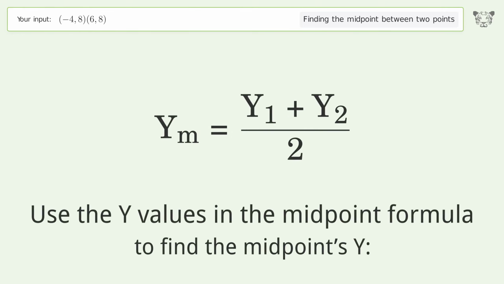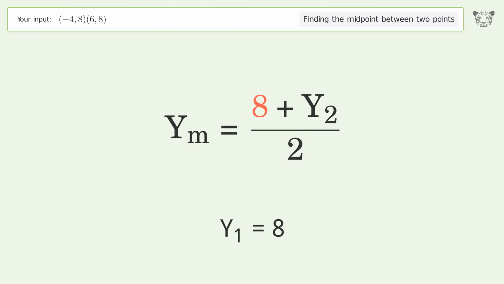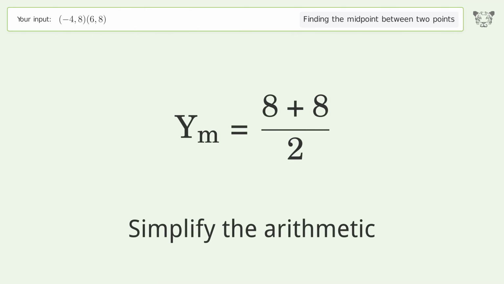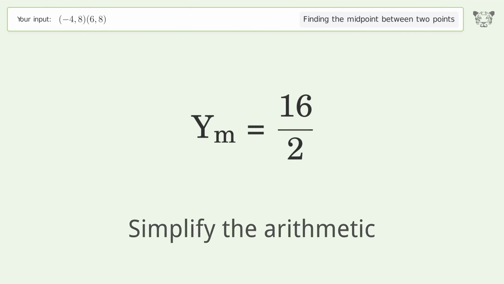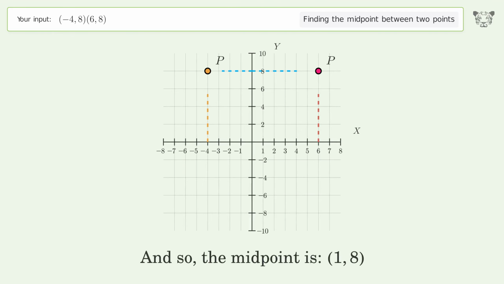Use the y values in the midpoint formula to find the midpoint's y. y1 equals 8. y2 equals 8. Simplify the arithmetic. And so, the midpoint is 1, 8.